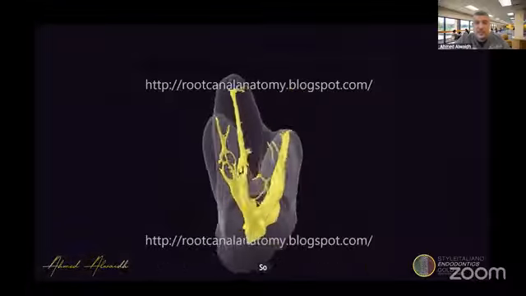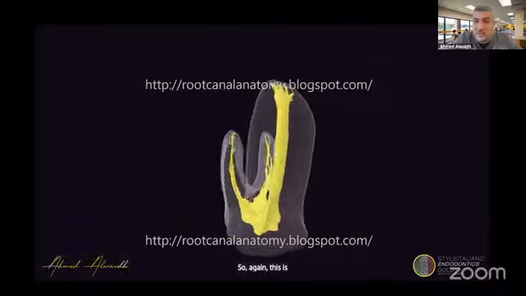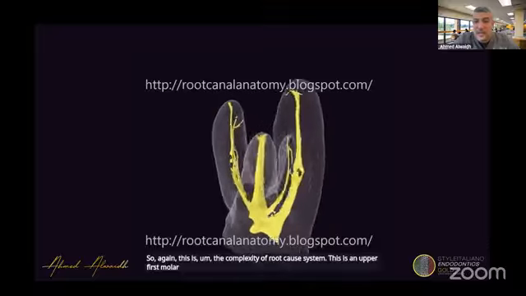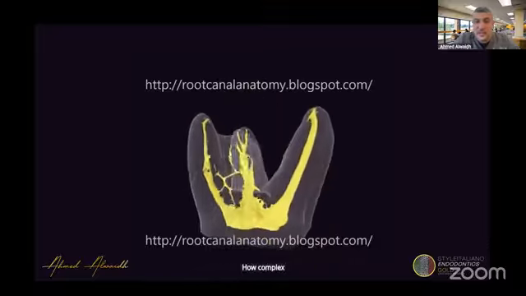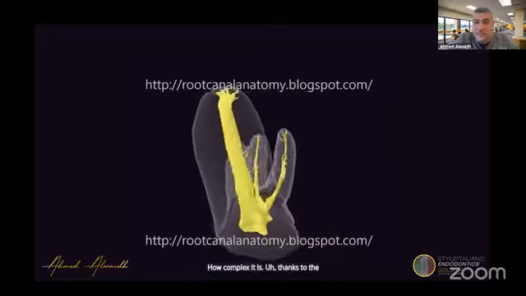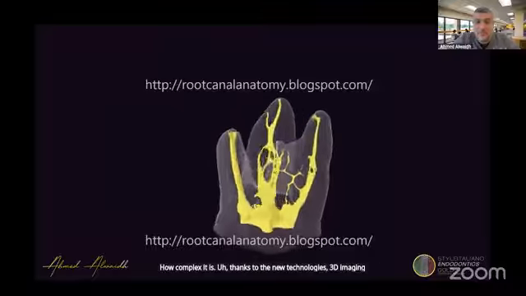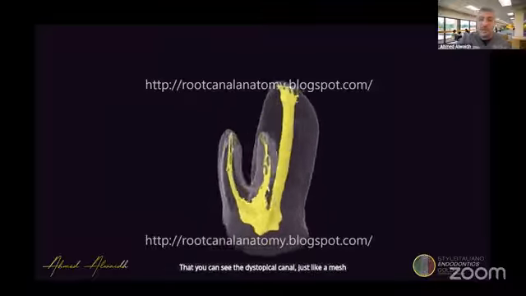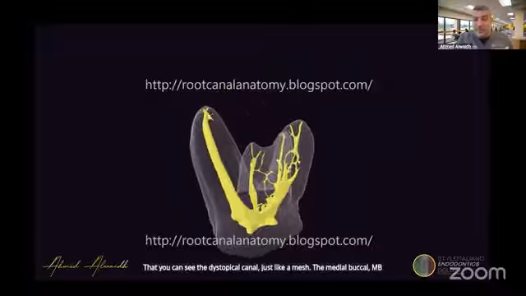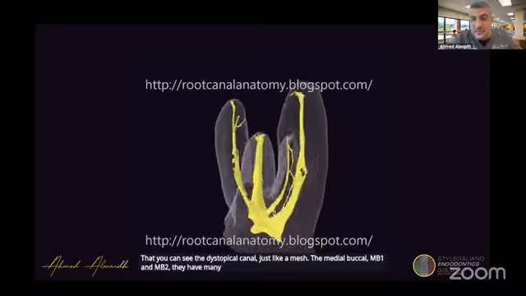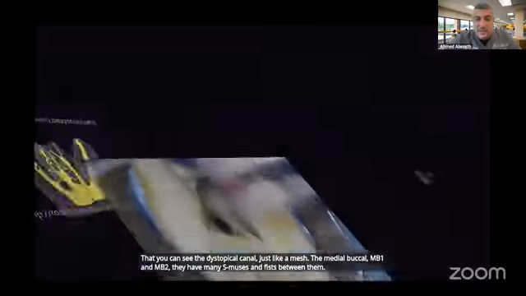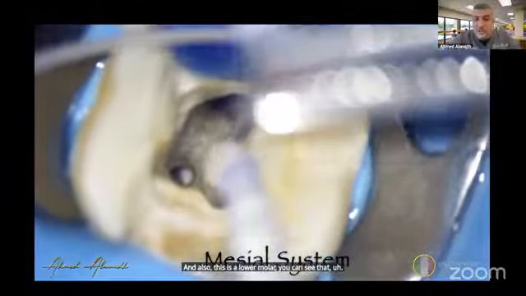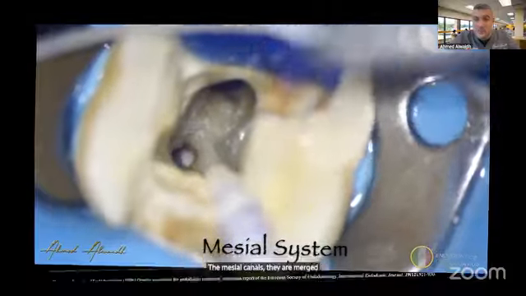So again, this is the complexity of the root canal system. This is an upper first molar. You can see how complex it is, thanks to the new technologies, 3D imaging, and special software, that you can see the distobuccal canal just like a mesh. The mesiobuccal MB1 and MB2 have many isthmuses and fissures between them. And also this is a lower molar. You can see that the mesial canals merge together at the apical portion.